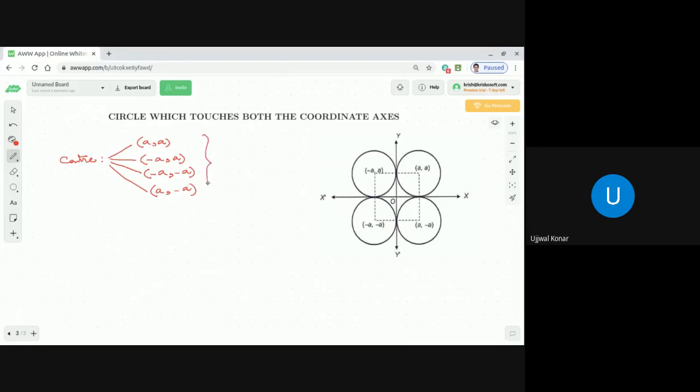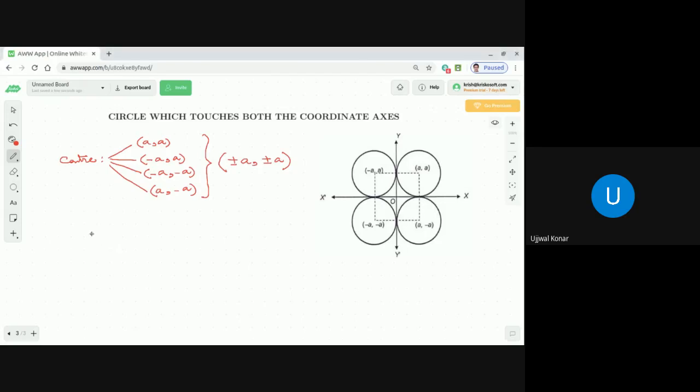If we represent all these together in a shorter manner, we can write (±a, ±a). So what we see, dear students, is that (±a, ±a) is the coordinate of the center of the circle, and it depends on which quadrant it is. Thus, there are four circles of radius a touching both the coordinate axes, and as there are four circles, we will get four equations, correct or not? So what are the four equations? That we are going to find out.